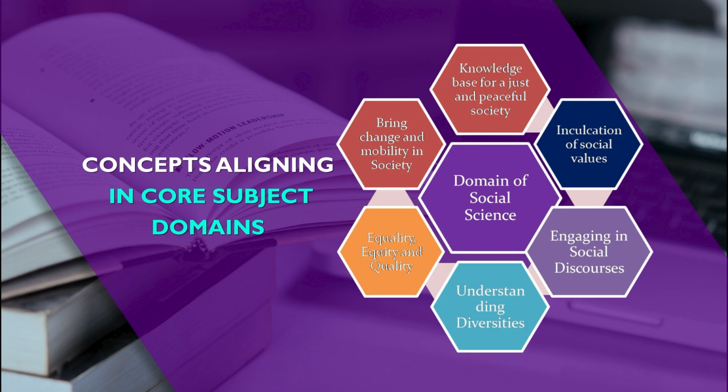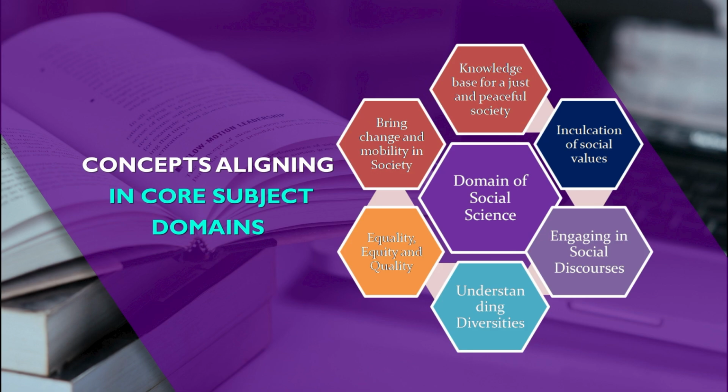Then understanding diversity. So how to understand social diversity? We consider our society is a diversified society, but we have achieved unity among the diversities. We consider that all these diversities are our strength, not weaknesses. So accordingly we have achieved the unity.